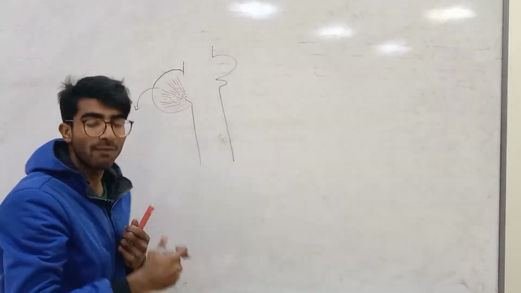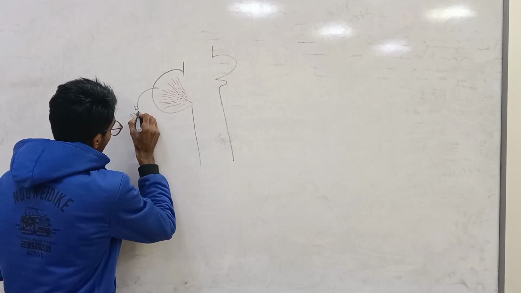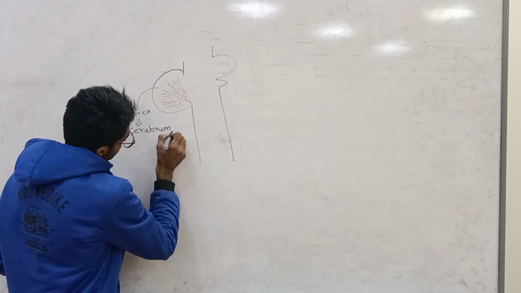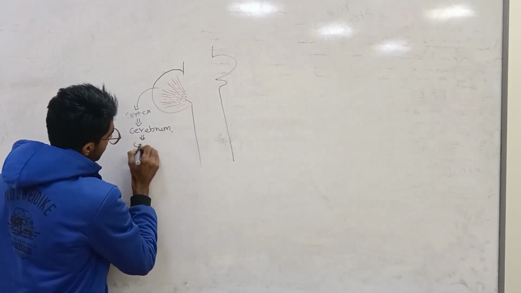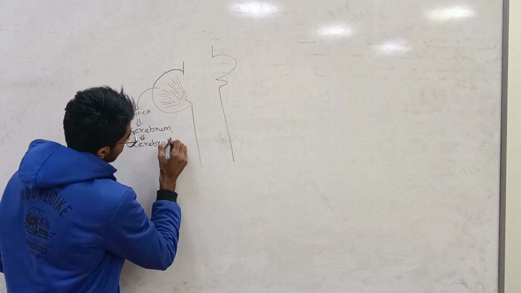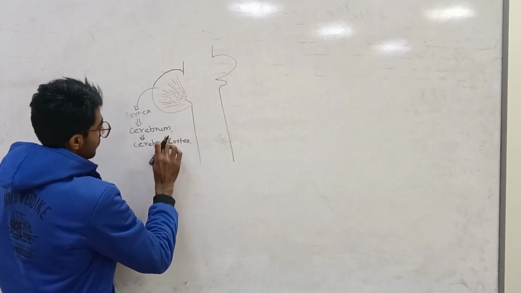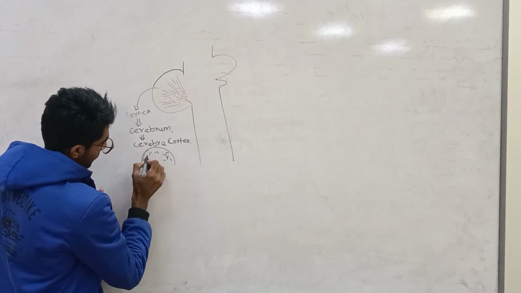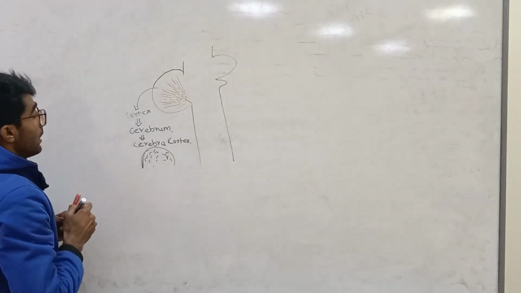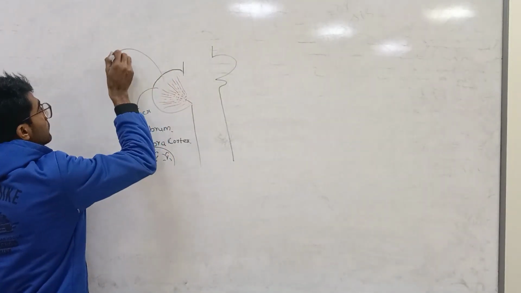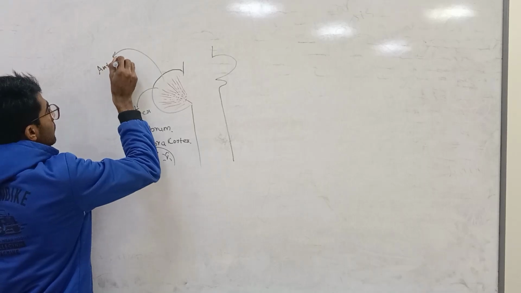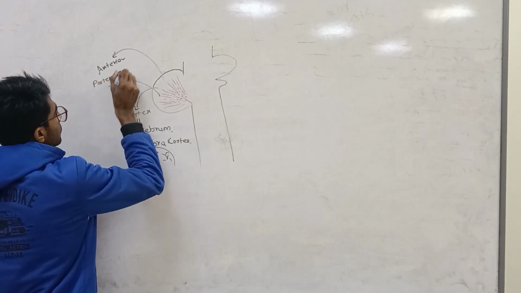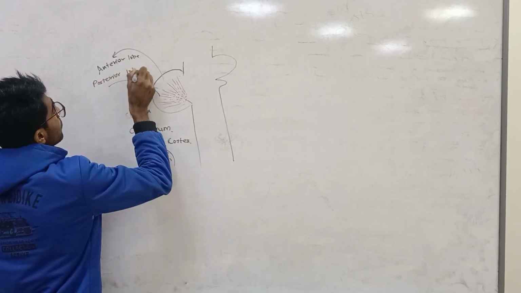It means the cerebellum also has a cortex, which is similar to the cerebrum. The cerebrum has a cerebral cortex, this type of cortex here. Now it is divided into three lobes: anterior lobe, posterior lobe, and flocculonodular lobe.